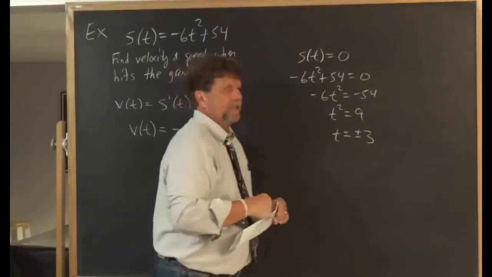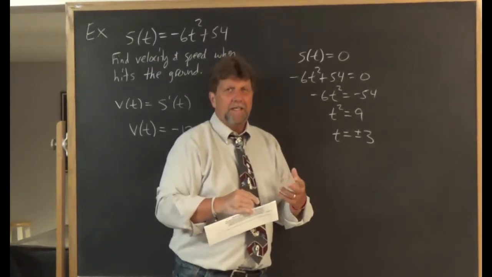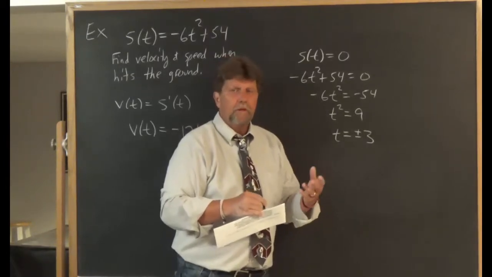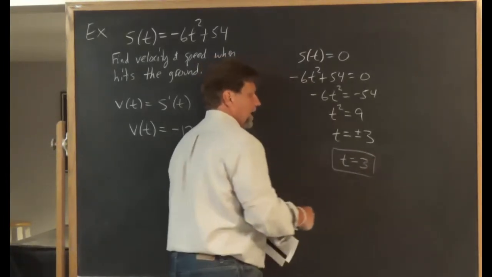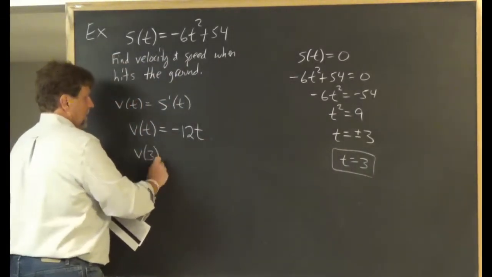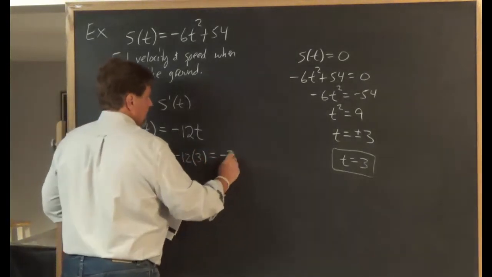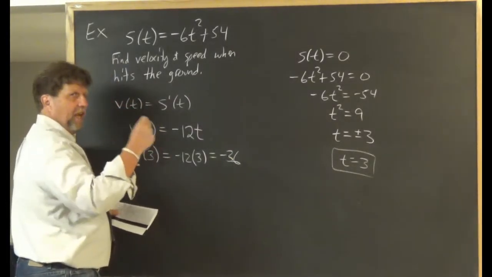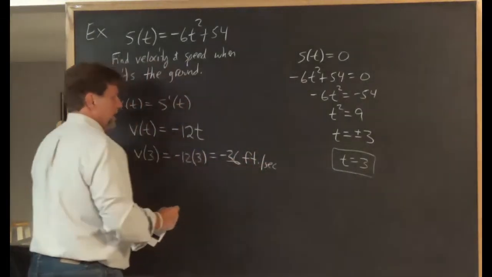And we realize that the t value of negative 3 doesn't make any sense because t is representing time in seconds. So a negative 3 value for t, I mean, what does that mean? Time travel? And we're not time traveling yet. So the only value of t that makes sense for when the stone hits the ground is t equals 3. So now we can answer the question. v of 3 is negative 12 times 3, which is negative 36. And we should have some units attached here. We're talking about a velocity. So it was negative 36 feet per second.